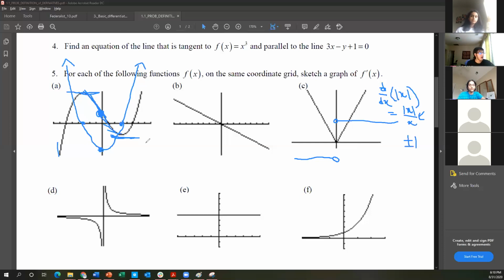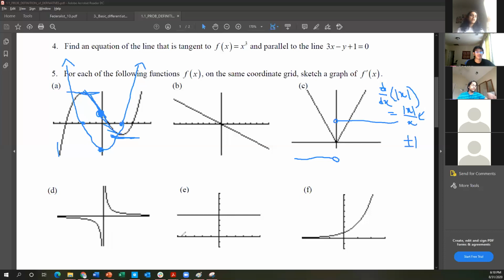Okay. Can someone try this one? D is a little bit harder. Actually, let's come back to D in just a bit. What about E? Would the graph just be on that same line, or would it be below it? I'm not sure about this one.